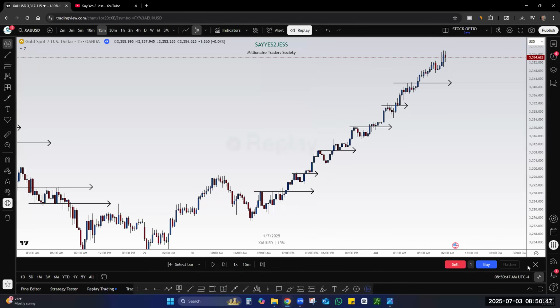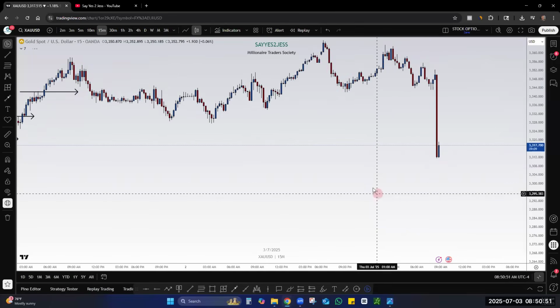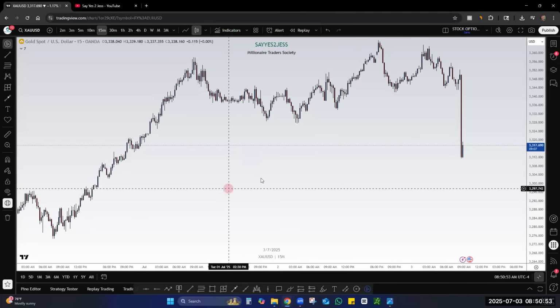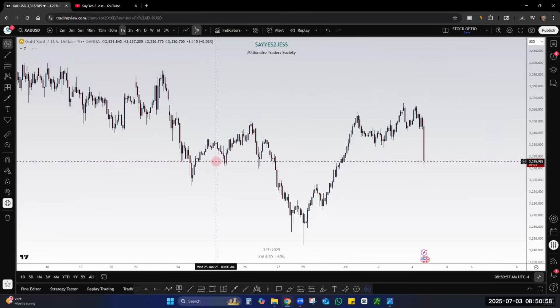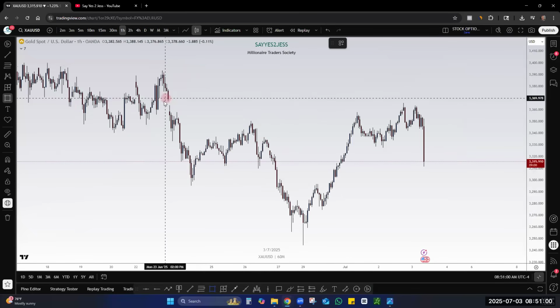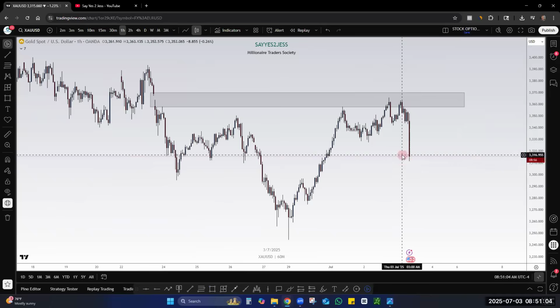All right, so I'm going to exit this replay. We just have NFP, so we should have been bearish. Yeah, perfect. All right. So let's say I'm on the 1 hour. I can see immediately there's a gap right here. Do you guys see that? Everybody see that gap? I do talk about how to trade gaps in my YouTube.